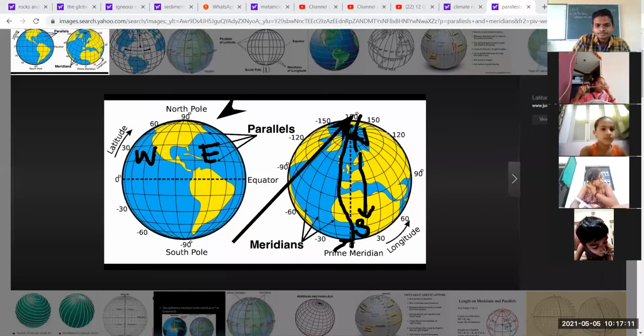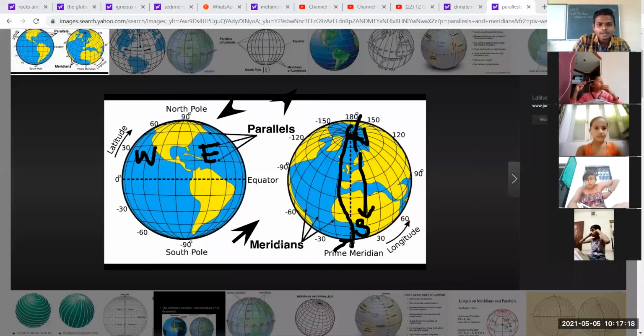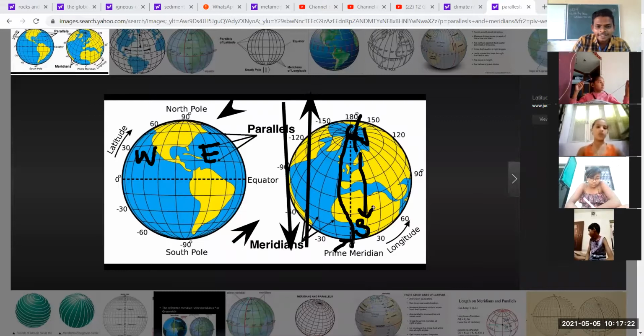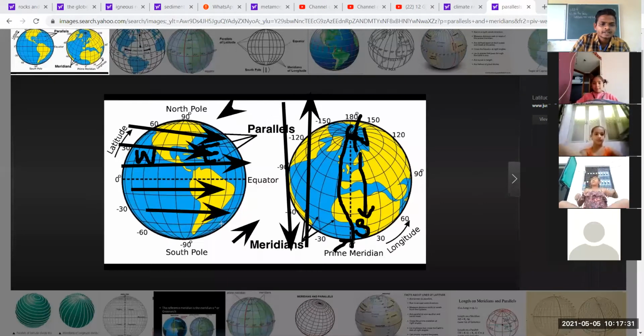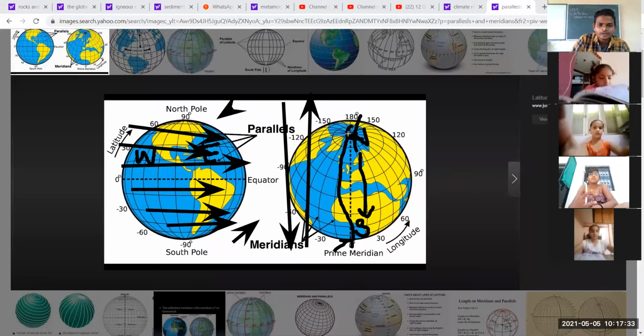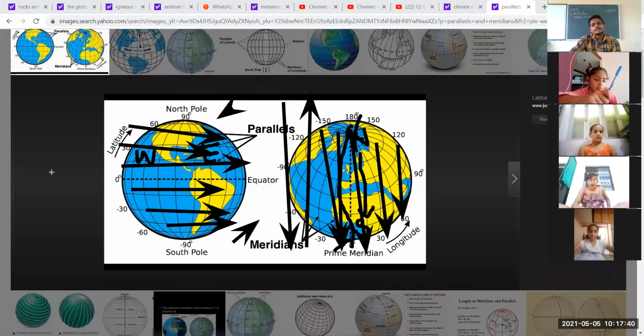Okay, just see these lines. These are the vertical lines. All these lines are the verticals, the longitudes, and the parallels are all horizontal lines. Horizontal lines here, and here the longitudes are the vertical lines. Horizontal and vertical lines are drawn.